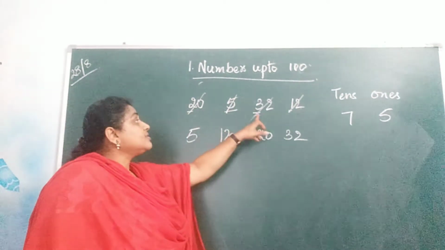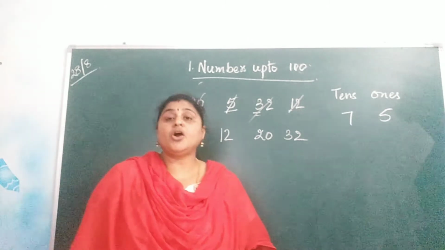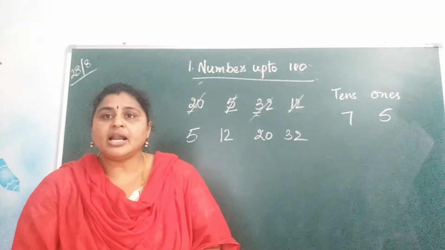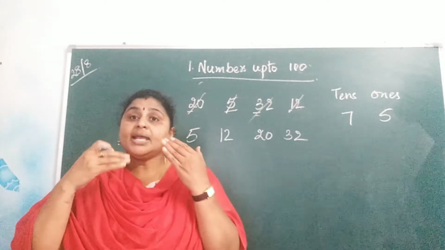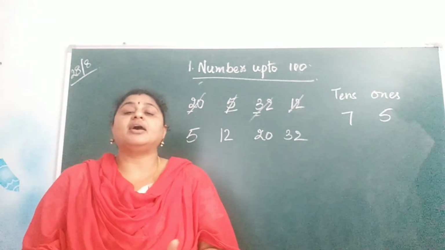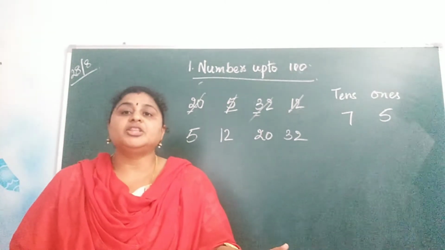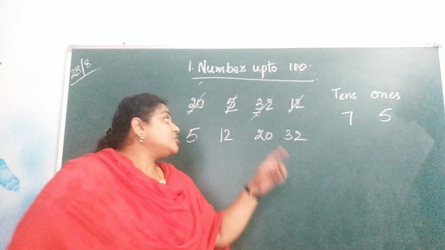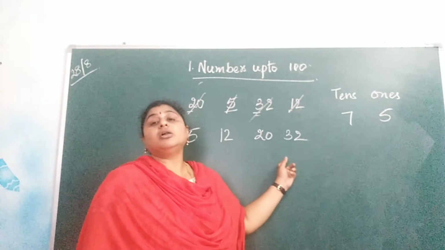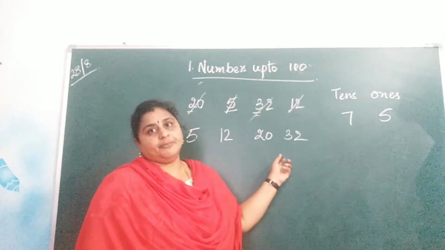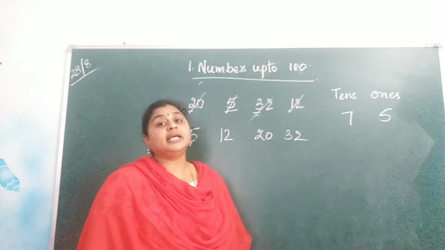Why am I asking you to strike out the numbers, children? Because while you are arranging the numbers in ascending or descending order, you can make sure that you have arranged all the numbers with no number left over. That's why when you strike it off, you will come to know, yes, I have arranged all the numbers in the given order. This is how you will arrange the numbers in ascending order.